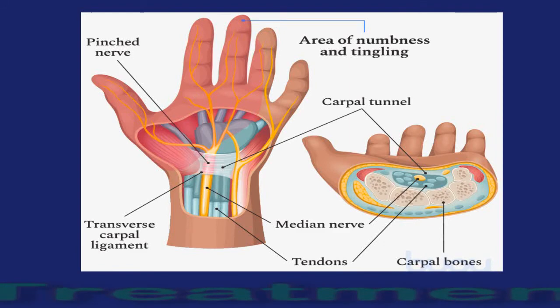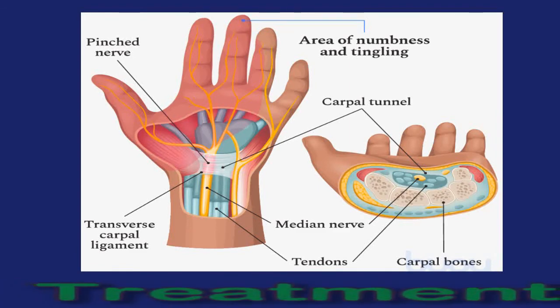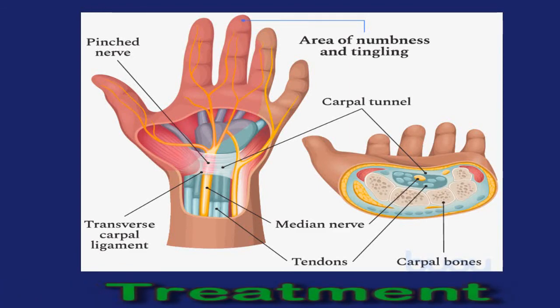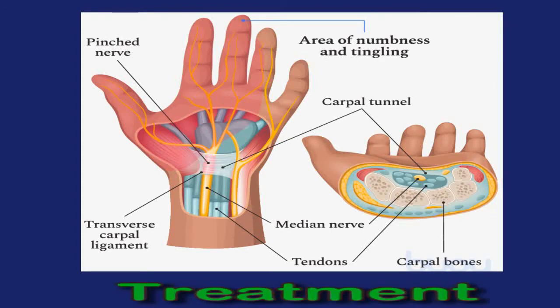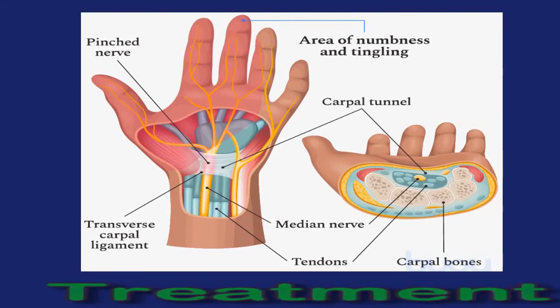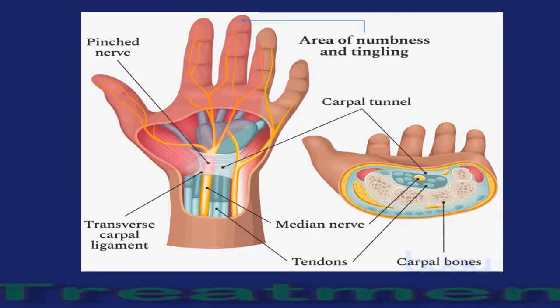Treatment. Treatment for a pinched nerve includes a soft cervical collar, which is a padded ring that wraps around the neck. Physical therapy. Non-steroidal anti-inflammatory drugs such as aspirin and ibuprofen. Oral corticosteroids. Steroid injection. Surgery if non-surgical methods do not bring results.